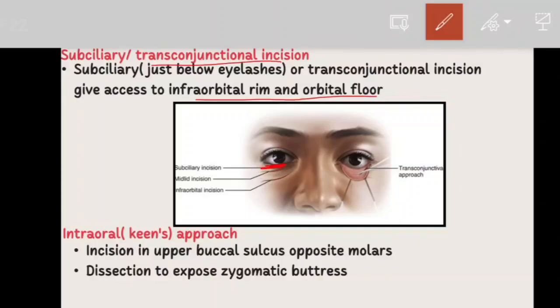Now the third one is intraoral, that is the Keen approach. The incision is given in the upper buccal sulcus, opposite to the molar. It will expose the zygomatic buttress. So here the question is: which incision gives access to the infraorbital rim? Your answer will be subciliary or transconjunctival.